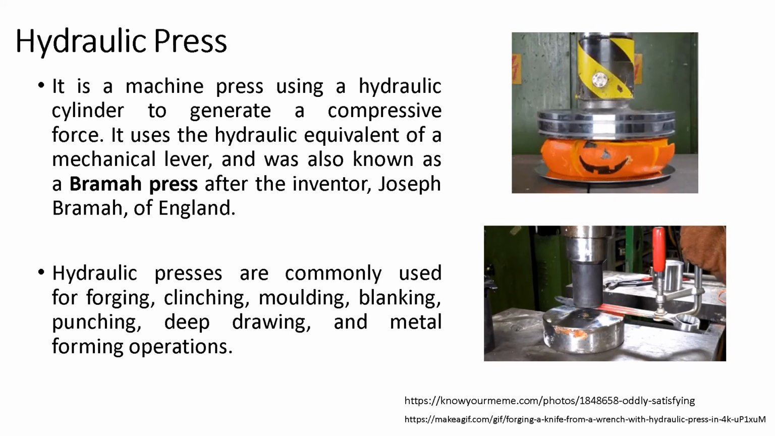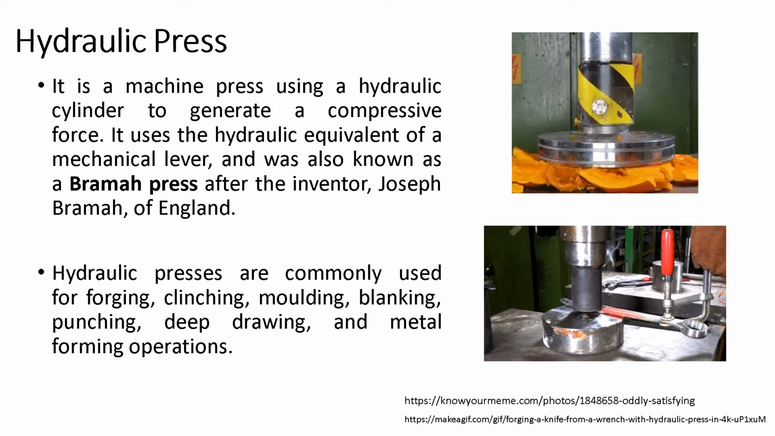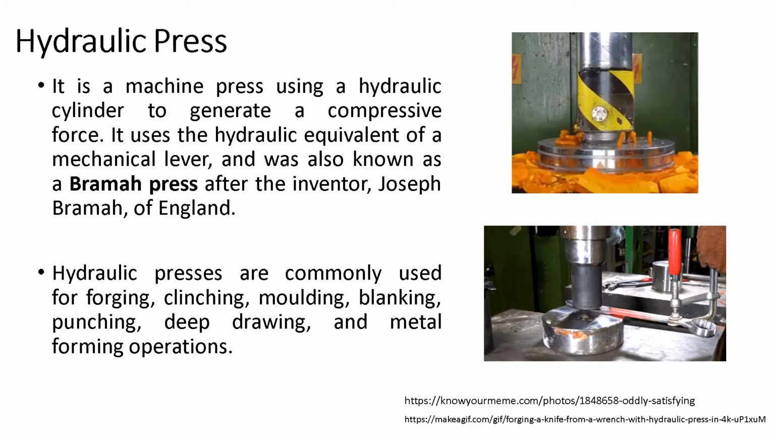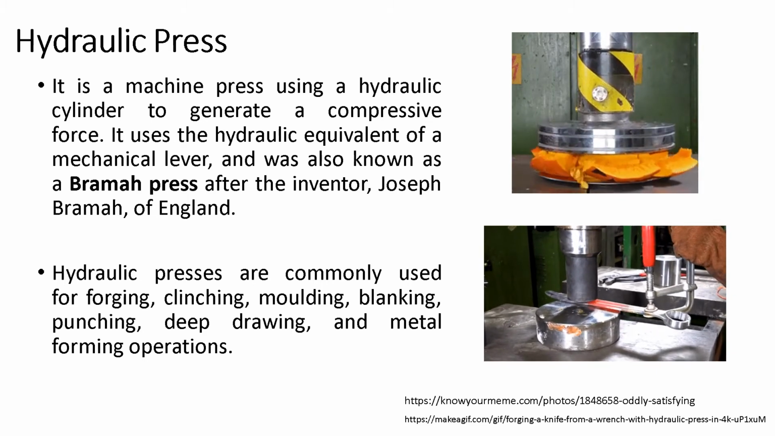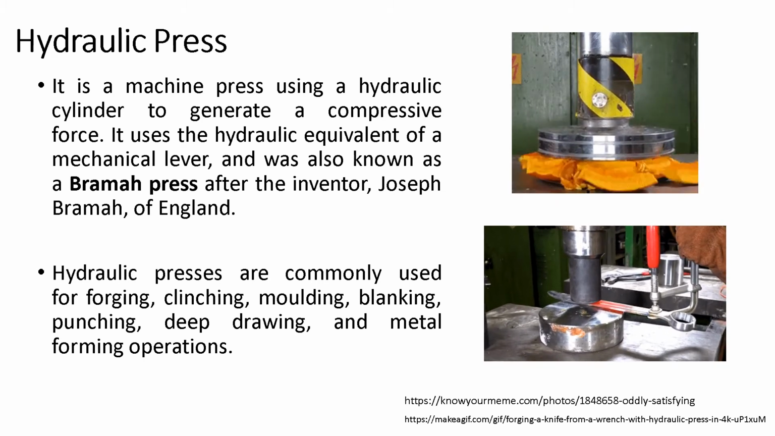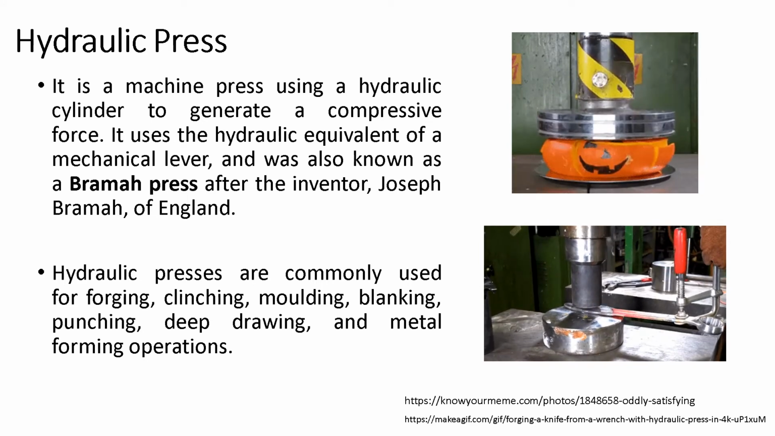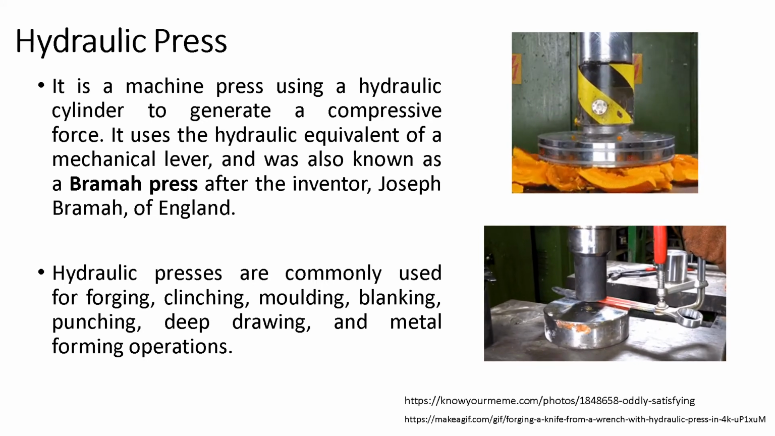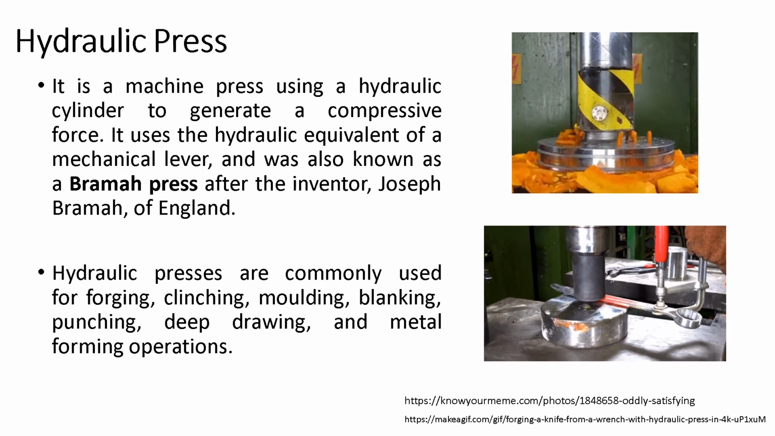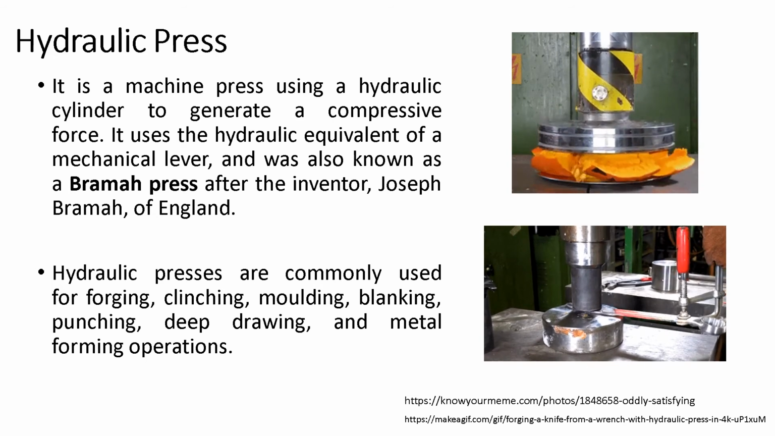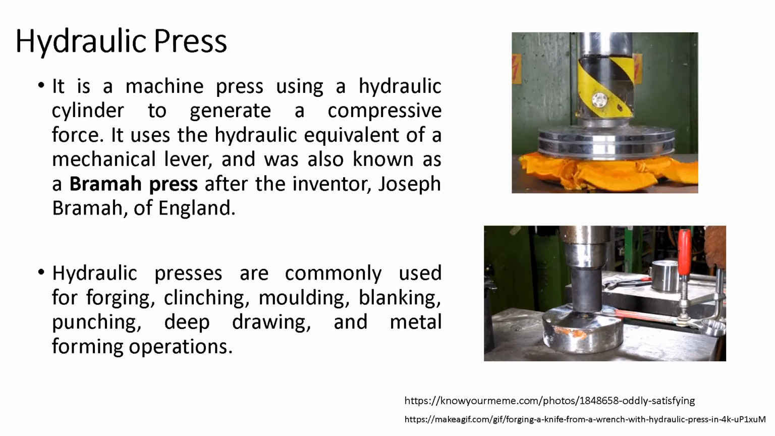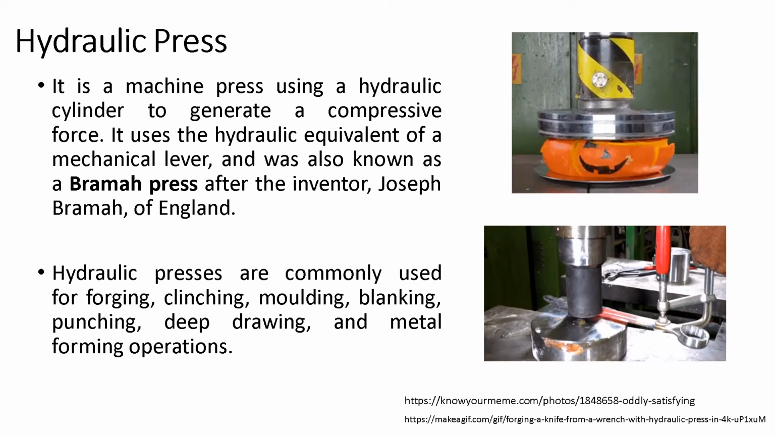So, itong hydraulic press ay kadalasan ginagamit for forging, clinching, molding, blanking, punching, deep drawing, and metal forming operations. Dito sa gilid, makikita natin how the hydraulic press works. It is one of the most important inventions in the industry, kasi napakaraming functions niyan ng hydraulic press. And most of the factories, di ba, specifically in metalworks, gumagamit ng hydraulic press.